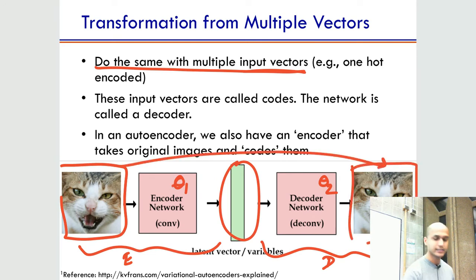So I'm going to find the theta 1, theta 2 such that these two are the same. Of course, if I don't do anything, let's say the image is of size 32 cross 32, and my intermediate vector is also 32 cross 32, then I can just remember the image and pass it forward. So of course, this green box is hopefully a smaller dimensional vector, like 512 in ResNet 18's case.